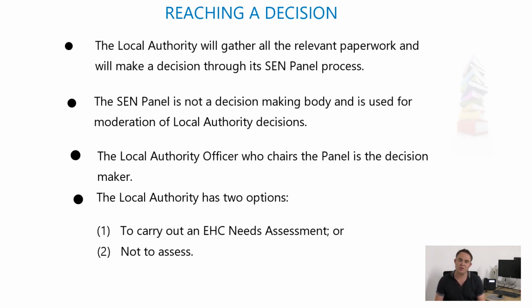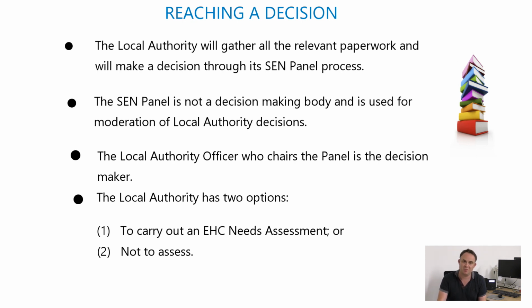The local authority will generally take all of the evidence to an SEN panel, and it will decide whether to make an assessment at that panel meeting. Now, SEN panels don't have formal decision-making powers, but the chair of the panel is generally the SEN officer or an SEN manager, and they have the authority to make the decision. And they use the SEN panel as a form of moderation to make sure that there's consistency in their decision-making. And they will ask the panel for their views on the papers that they've read.